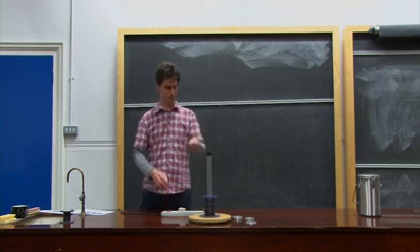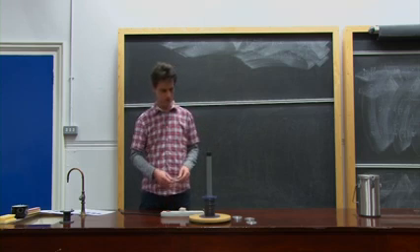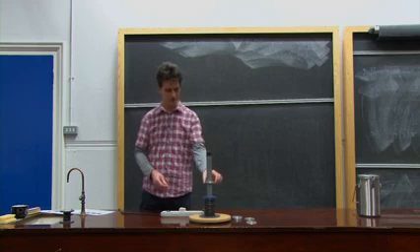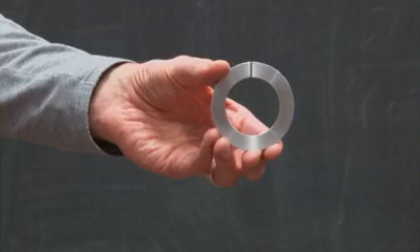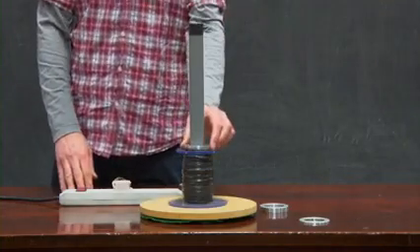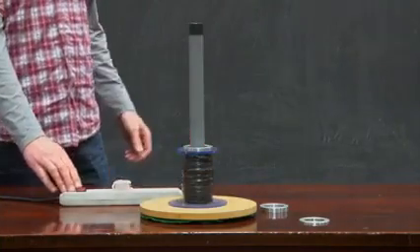We can easily show that the force launching the ring into the air comes from an induced current flowing in the aluminium ring. This time there is a gap in the ring. It isn't a complete circuit, and so no current flows.